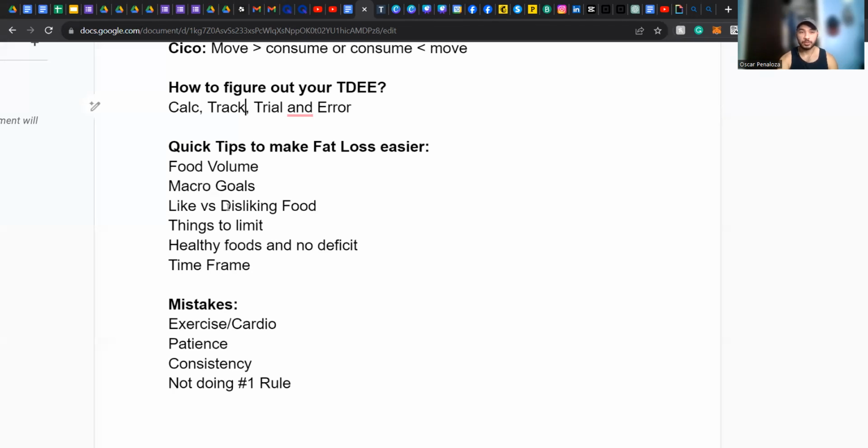So next one is liking versus disliking food. Kind of like I said before, if you're eating food that is just not satisfying you in terms of the taste, the flavor, maybe it's just not doing it for you, we want to make the change to where you're still enjoying your foods. You're not just stuffing your face and trying to eat foods just for the sake of eating.